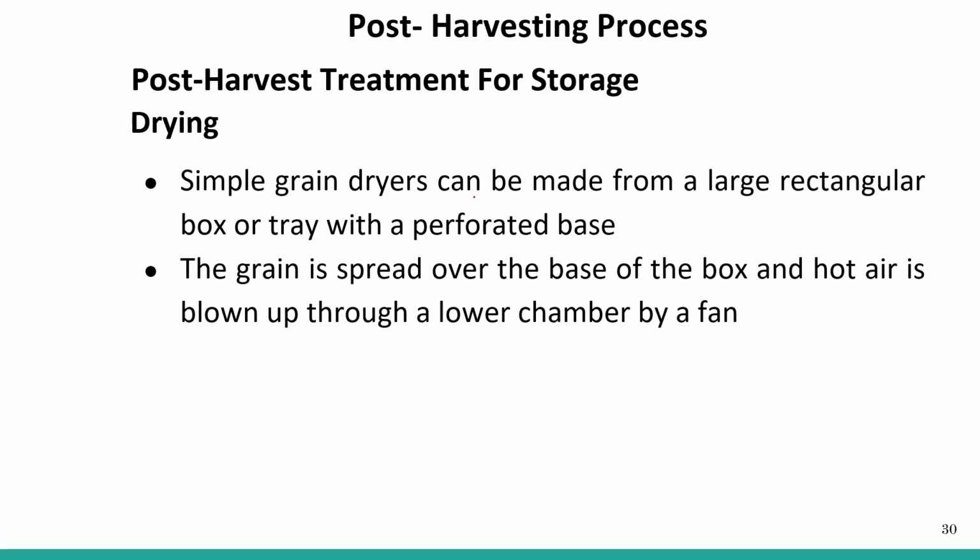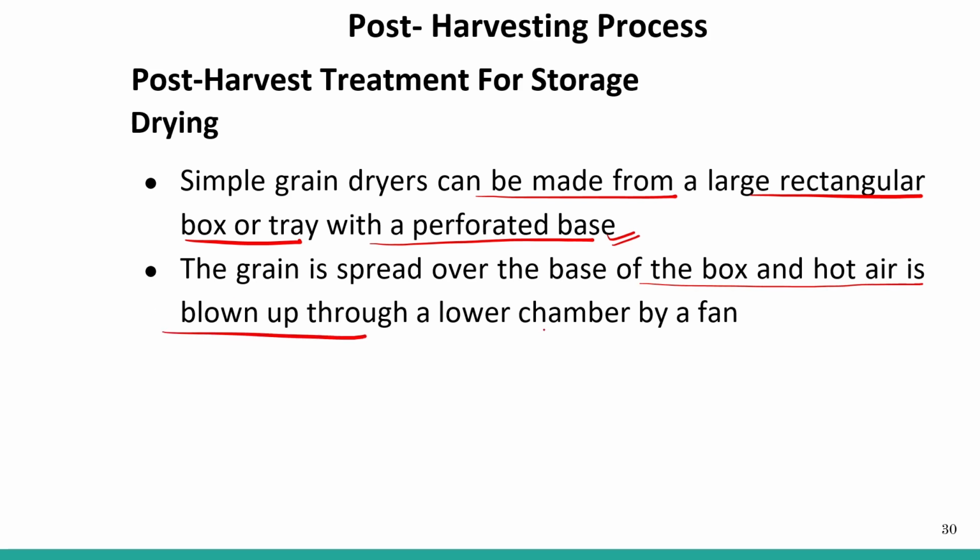A simple grain dryer can be made from a large rectangular box or tray with a perforated base. So the grain is spread over the base of the box and hot air is blown up through the lower chamber by a fan. So this allows the seeds to dry and reduces the moisture content of the seeds.